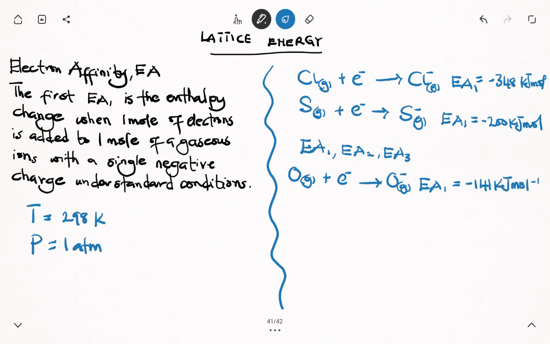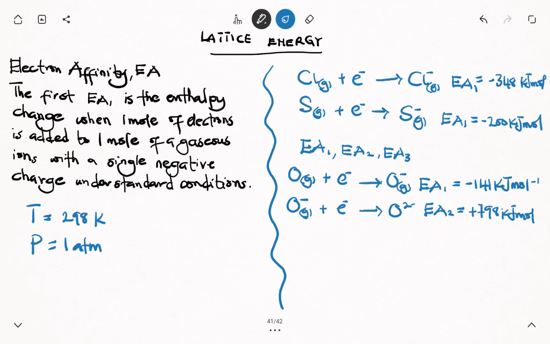Now notice that we already have O minus in a gaseous state. If we want to add another electron, what energy do we need? You are right, you definitely need the second electron affinity, and that is equal to plus 798 kilojoules per mole. So that is the second electron affinity for oxygen.